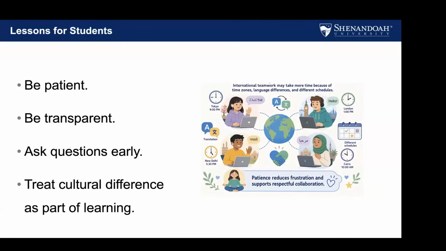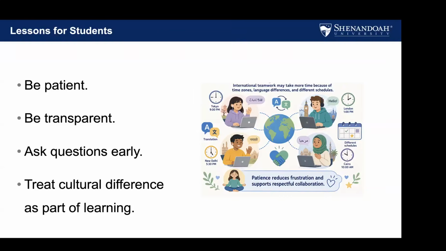Let's now explore the lessons learned from the previous COIL experiences to be shared with the students. First, be patient. Students should understand that international teamwork may take more time. Why? Because of the time zone difference, language difference, and the different schedules. Patience helps students reduce frustration and supports a more respectful collaboration experience. Second lesson, be transparent. Students should clearly share their availability, progress, challenges they face, and any delays with their teammates. Transparency builds trust and helps the team adjust tasks before problems become serious.